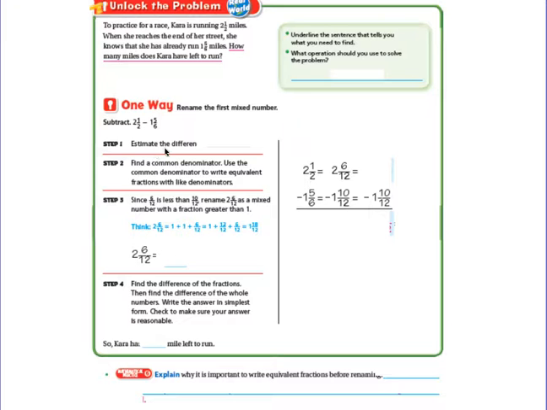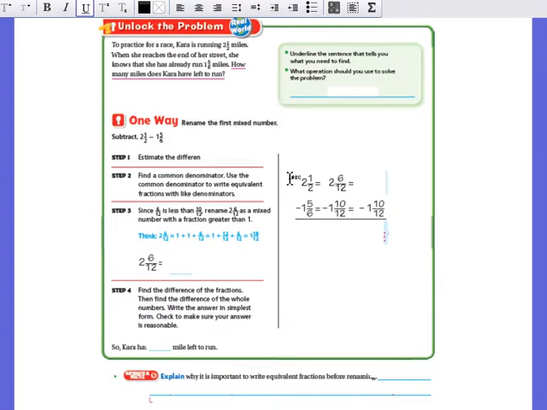And how we do that, we estimate the difference first. Let's do that. So if I have 2.5, that's 3. And if I have 1 5/6, that's 2. So 3 take away 2 equals 1. So we're going to estimate our answer is about 1. All right. So find the common denominator.